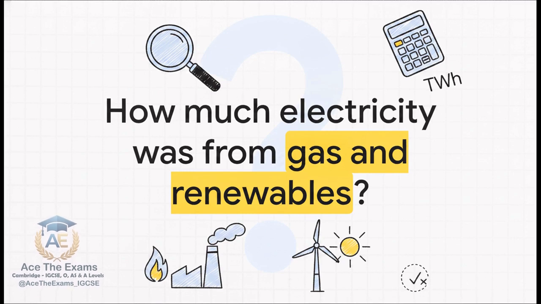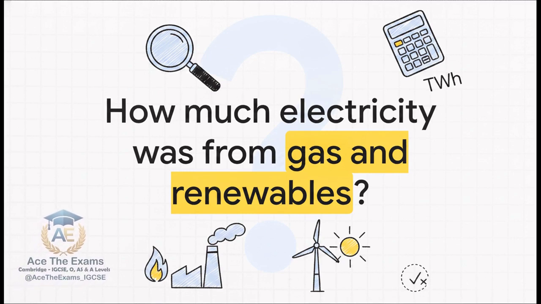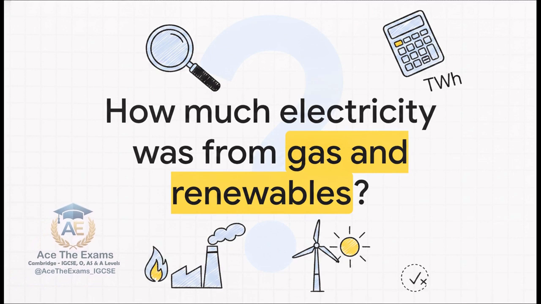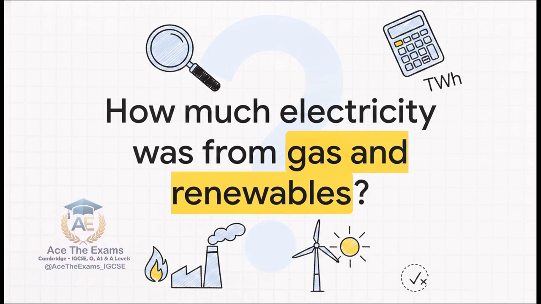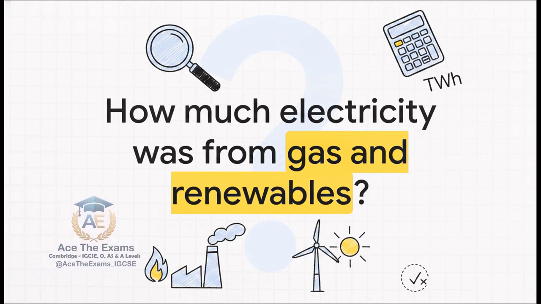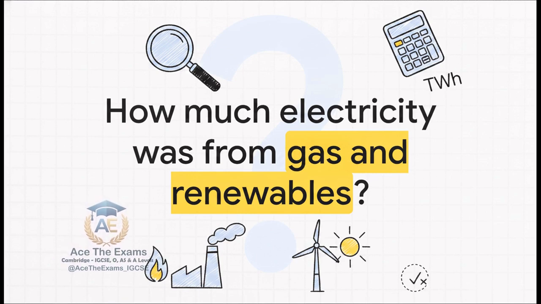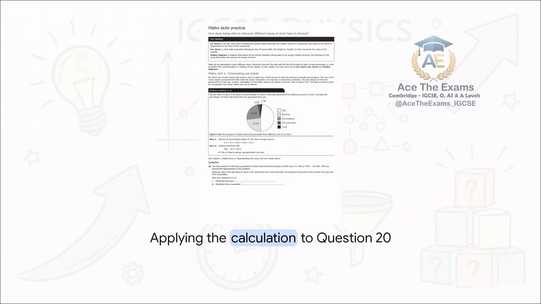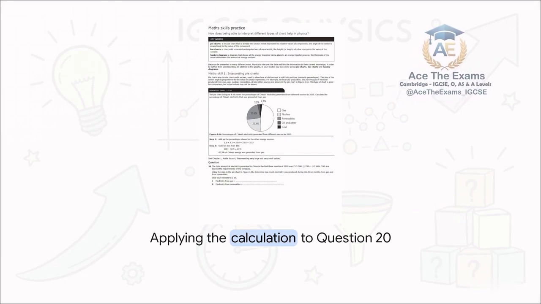Remember that examiner feedback we looked at earlier about the deadly traps of rounding too early and missing units? Keep that in mind. Calculate the terawatt hours for gas, and then calculate the terawatt hours for renewables. Do you have your numbers written down? Okay, let's see how you did. Let's look at the source material for question 20 again and see if your calculation successfully dodged those rounding traps.